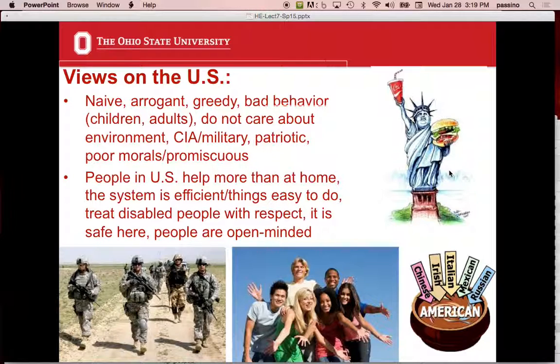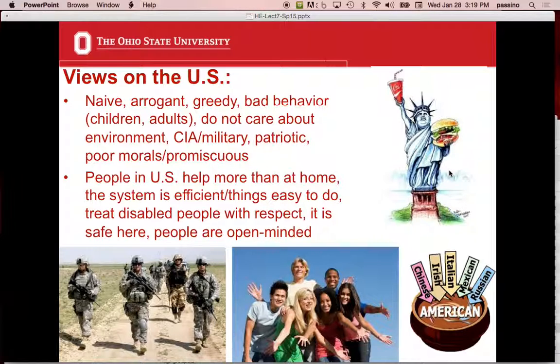Naive, the negative stuff and the positive. Naive, arrogant, greedy, bad behavior, don't care about the environment, CIA military kind of dominance, very patriotic, poor morals, or promiscuous. I'll never forget, I only say this carefully because a certain international person, not from the US, told me, he said, trust me, Kevin, Americans are promiscuous. Trust me.